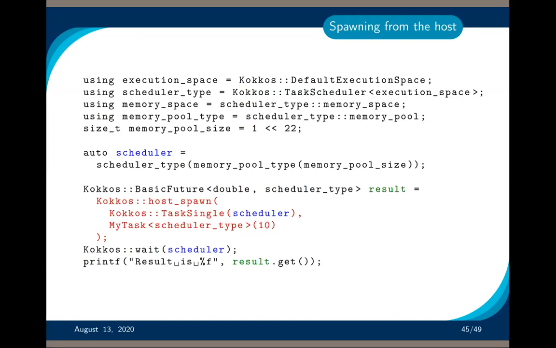And that's what you need to know about schedulers for now. The other thing is that on the host, and only on the host, you can wait on a scheduler. Waiting on a scheduler guarantees that all of the futures that are part of that scheduler that were created before the wait, or created by any child tasks of those tasks, will be ready by the time wait returns. And nothing is guaranteed to happen until wait is called.